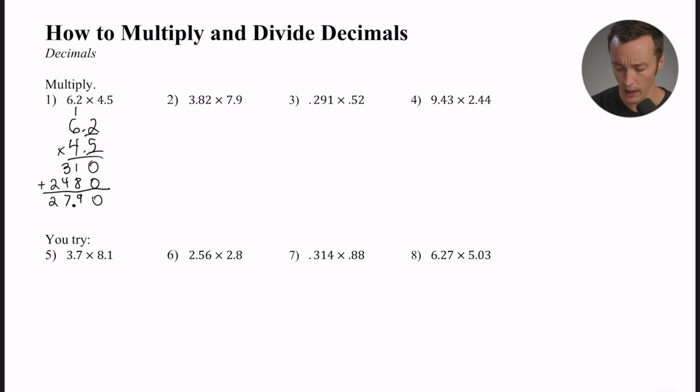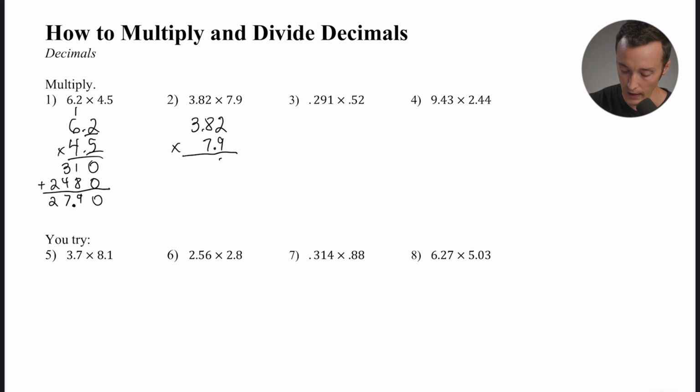Let's do another example kind of similar to that. Let's do 3.82 times 7.9. I'm just going to list them like this, because I'm ignoring the decimals. In other words, just do the multiplication the way you would with whole numbers, and then count up the total number of decimal places in the terms, and that's how many your final answer will have. So let's just run through this example kind of quickly.